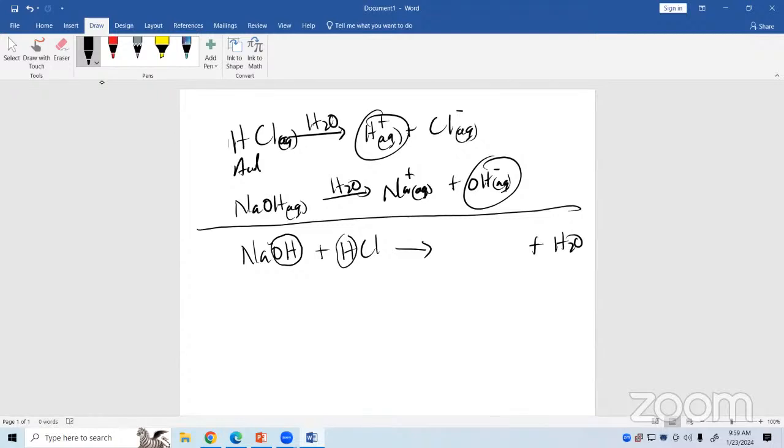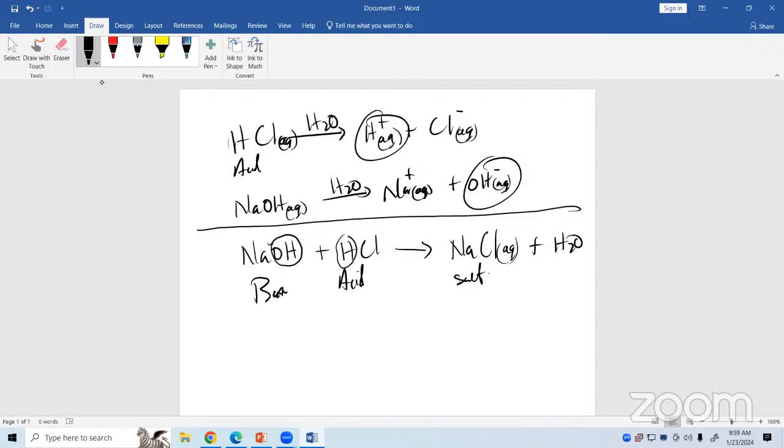Whatever is left will combine to form the salt, which would be the sodium and the chloride, and that would be the salt, right? So this is the acid, this is the base, and this is the salt, all right? So the salt is formed as a result of the reaction between the two.